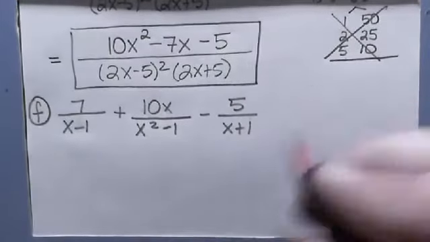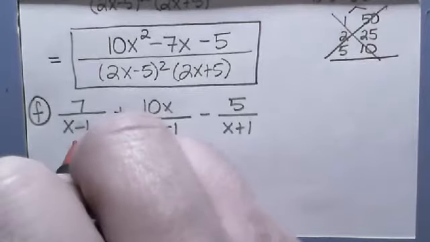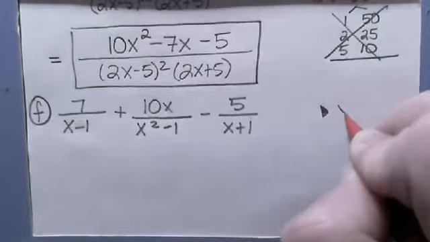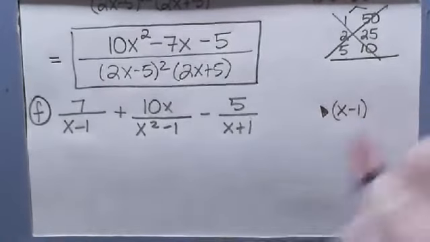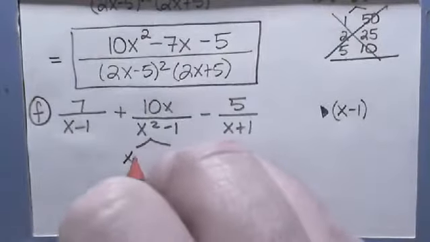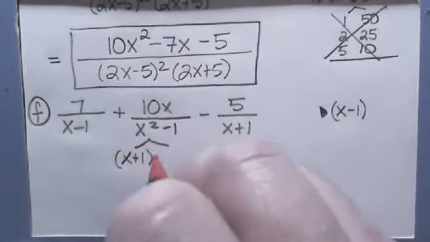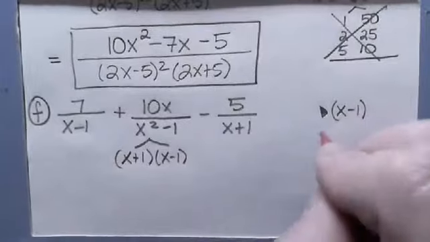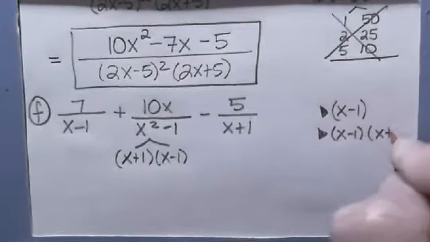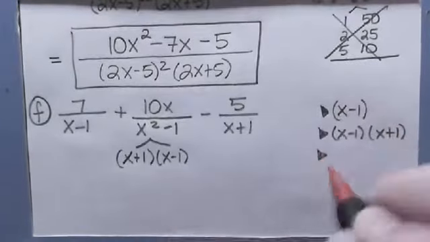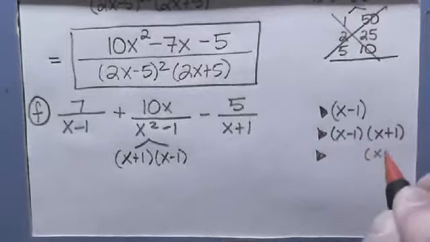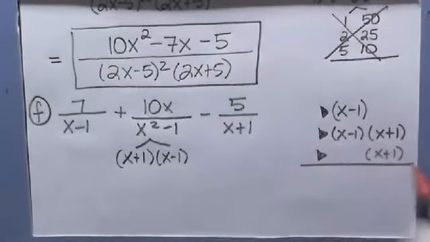Alright, so first of all, factor. Can I factor this guy? Nope. So let's just write over here x minus 1. Can we factor this guy? You bet. This is a special factor, x plus 1, x minus 1. So let's line it up. We have an x minus 1, and we have an x plus 1. Third denominator. There's nothing I can do to factor, so this is the only thing I can do.